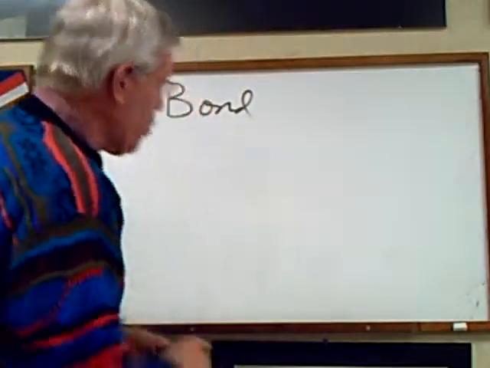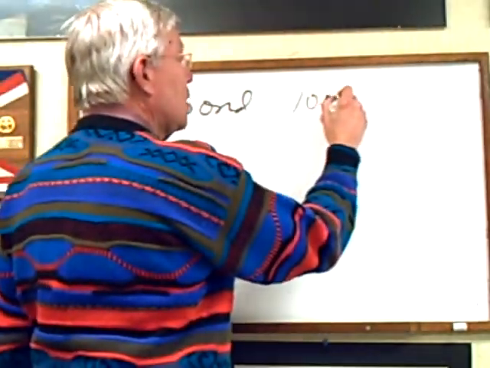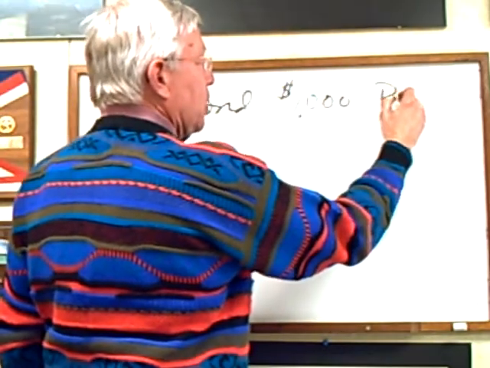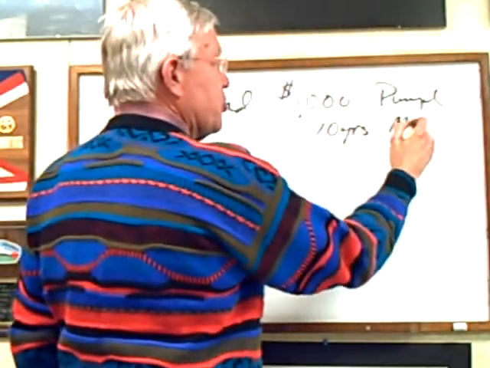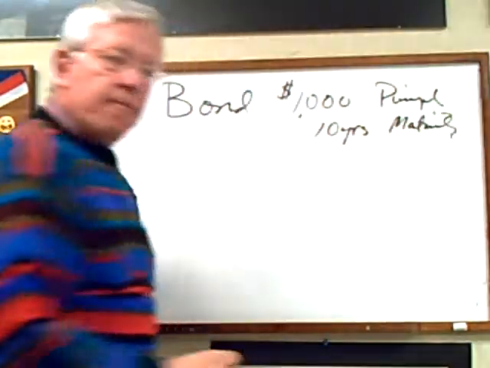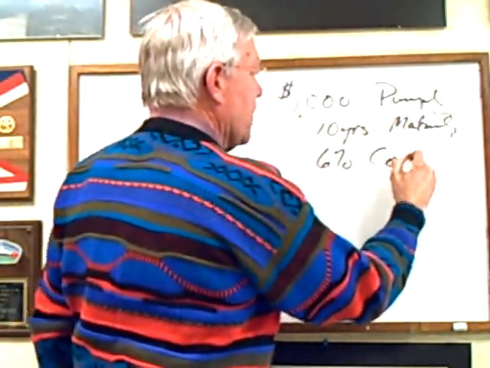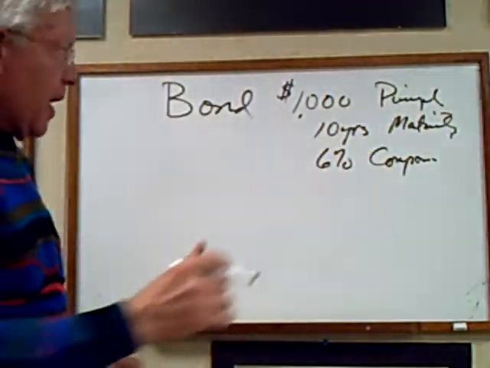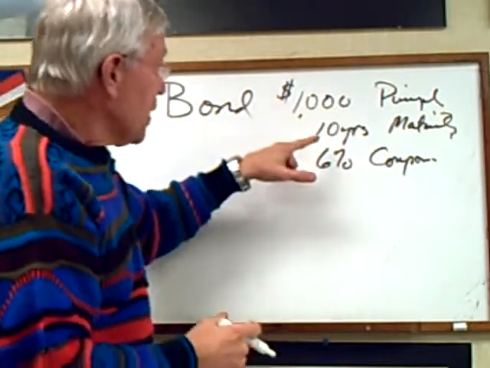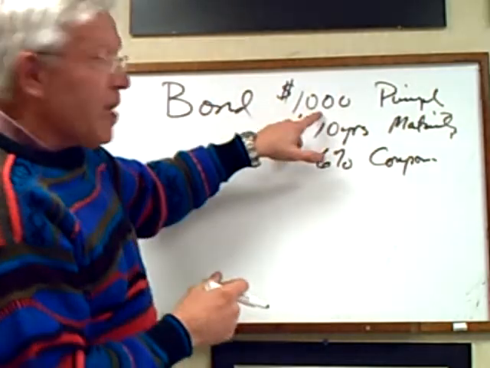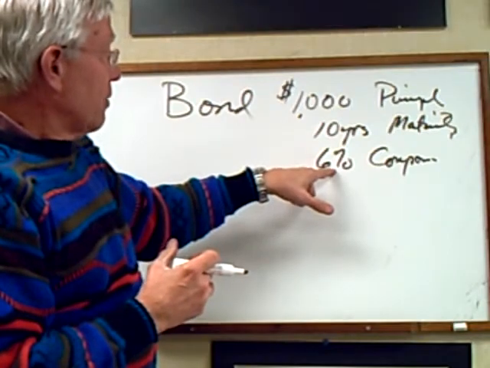So here's a very quick example. Let's say I offer a $1,000 bond. That's the principal. And let's say it's going to mature in 10 years. That's the maturity date. And let's say it's going to pay a coupon of 6%. Now what does that mean? That means that in 10 years I get $1,000 back. But every year I'm going to get 6% of that $1,000 as interest. And that will be the value of the bond.